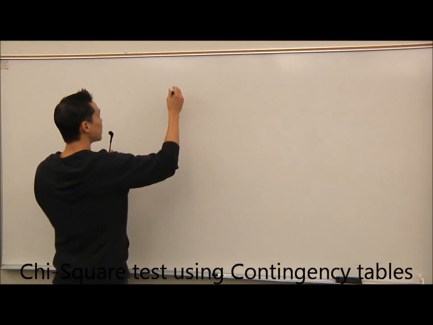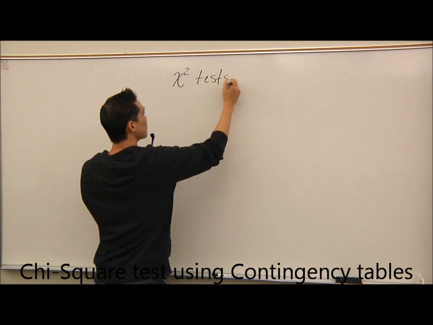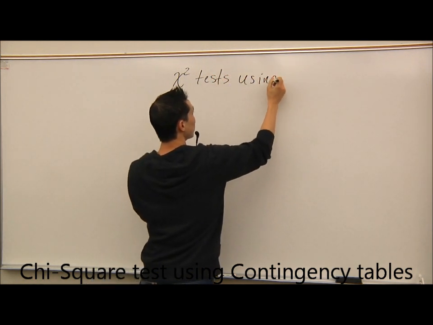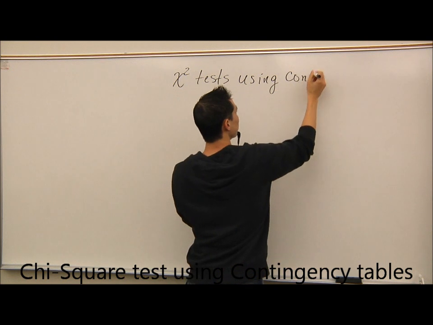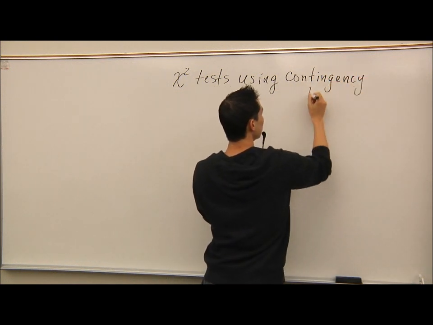Okay, so there's two tests. This is the chi-squared test using contingency tables.